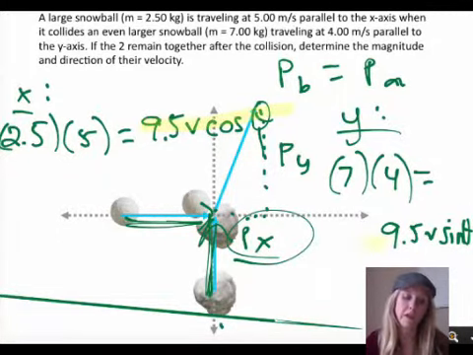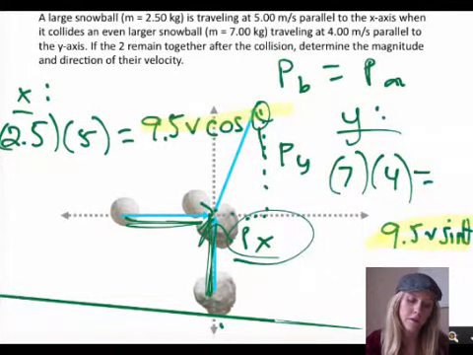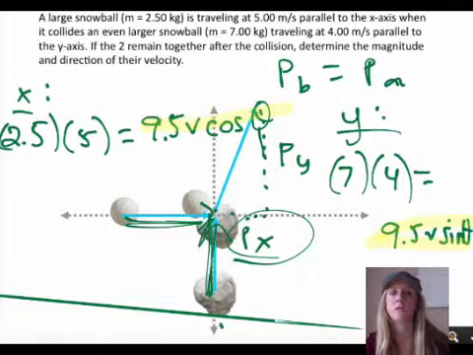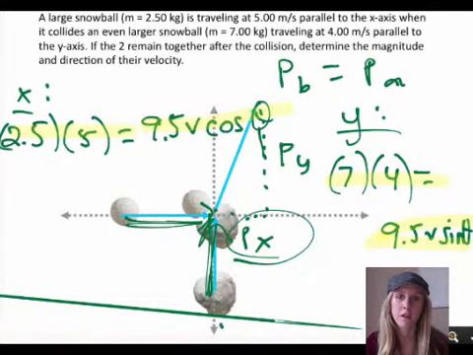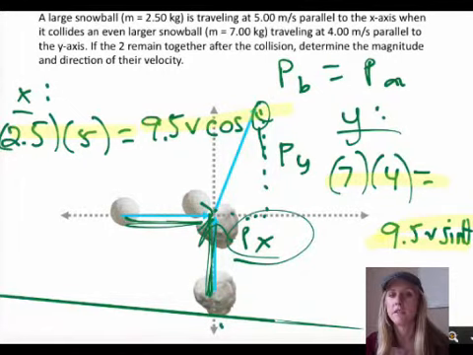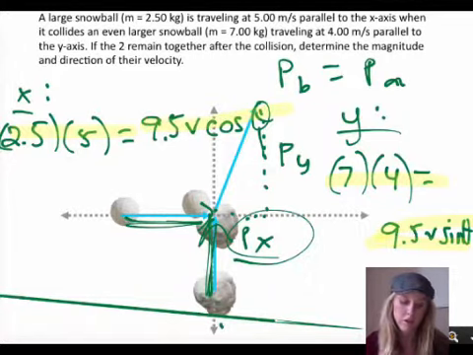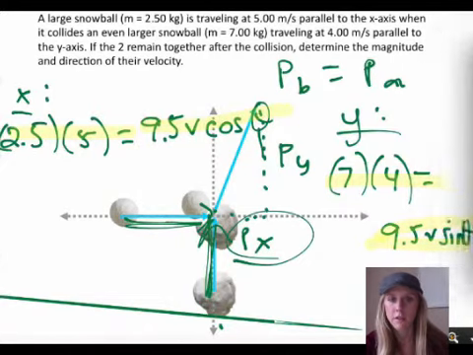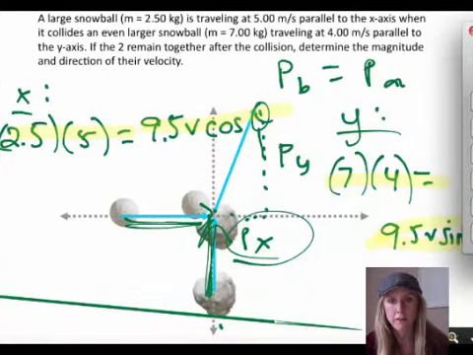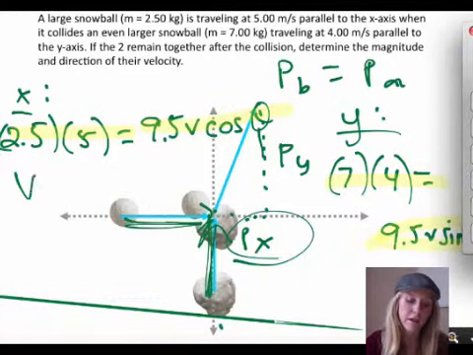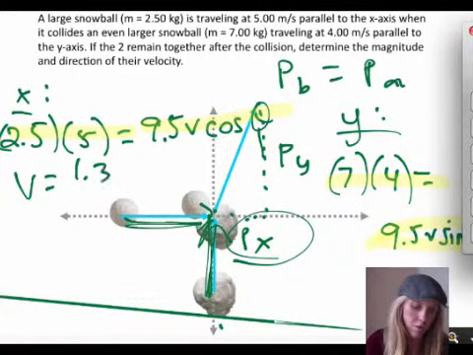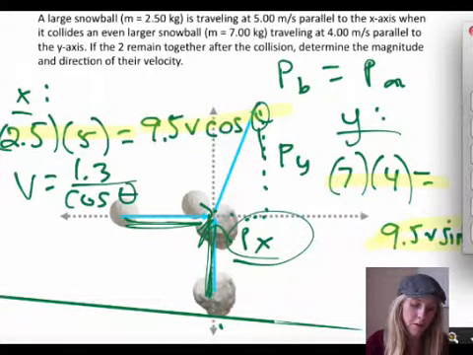Now we have two equations and two unknowns, so we can use our handy-dandy algebra skills to solve them. Solve for either the velocity or the angle, and then plug it into the other one. So we're just going to rearrange one equation. It doesn't really matter, we'll do the x one. I'm going to solve it for v, I think. Let's see how that goes. So 2.5 times 5 divided by 9.5. We're trying to get v by itself, so we get v equals 1.3 divided by cosine of the angle.